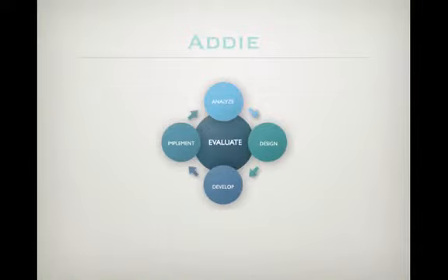The ADDIE model is a popular instructional design model that has a step-by-step process that helps create effective instruction. Almost all instructional design models contain core elements of the ADDIE. The ADDIE has become a popular term used to describe a systematic approach to instructional design. The ADDIE model revolves around the five following components: analyze, design, development, implement, and evaluate.